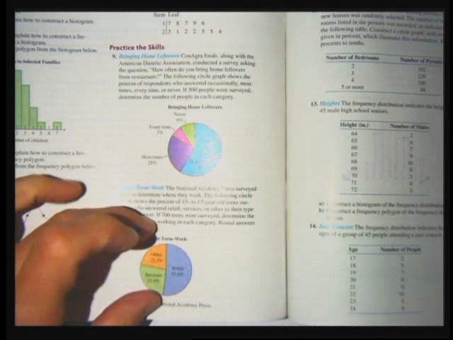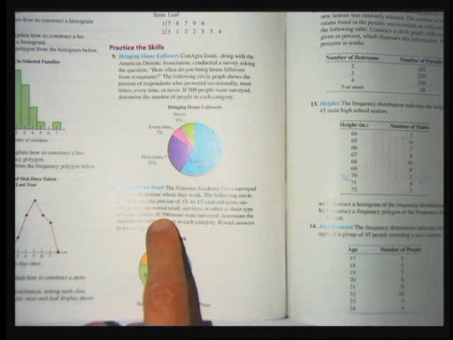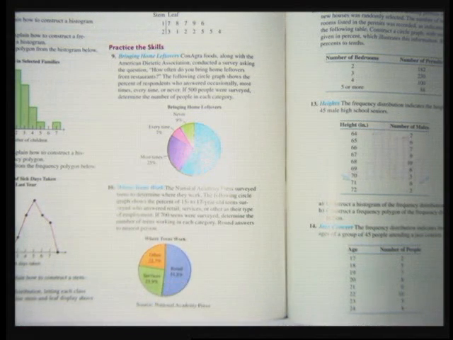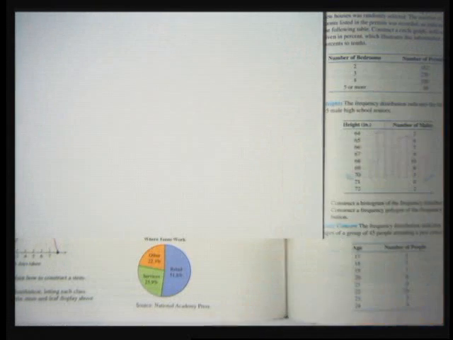So I have a pie chart that represents 700 teens. I want to find out how many teens work in each category. And to find out the number that work in each category, it's just a simple multiplication. You take the number of teens that were surveyed times the percent in each category.